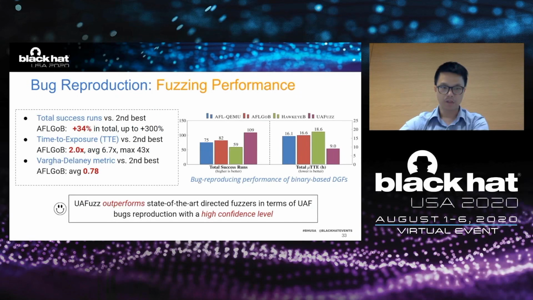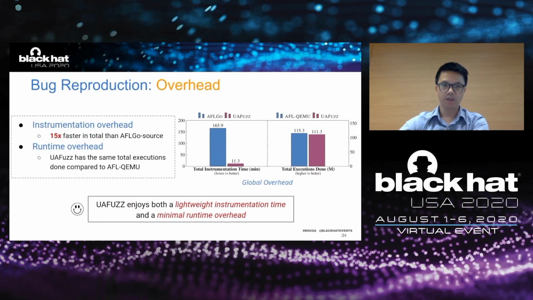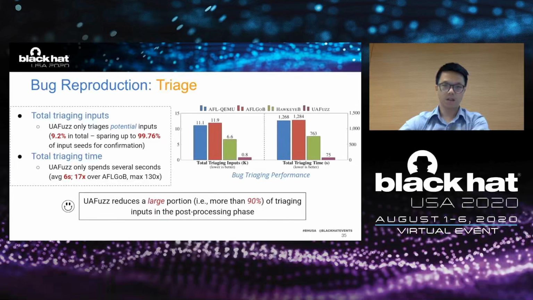You can see in the figures, UAFuzz outperforms the state-of-the-art in terms of bug reproduction with a high confidence level. For example, UAFuzz found bugs 2 times faster and 34% more bugs than the second best fuzzer. UAFuzz also enjoys a lightweight instrumentation time, for example, 15 times faster than the sanitizer-based AFLGo, and a minimal runtime overhead compared to AFL-QEMU. UAFuzz reduces a large portion of triggering inputs, around 90%, and spends only seconds in the post-processing phase.